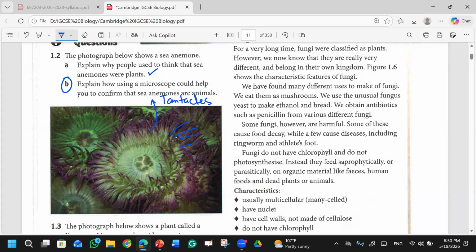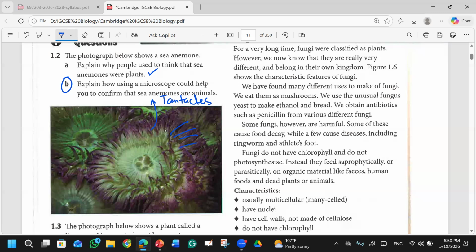How can we confirm that this is an animal? Because it has tentacles and it doesn't move. No, that is the evidence of a plant. Like the people in the ancient time, they thought it was a plant. On what basis? First thing was it was static. Second thing was its tentacles looked like a flowering plant. That's why they thought it is a plant.